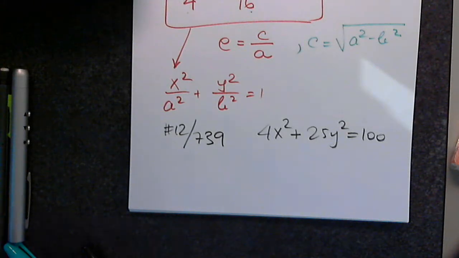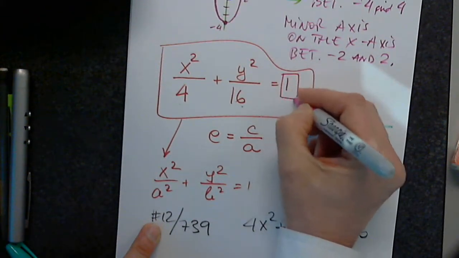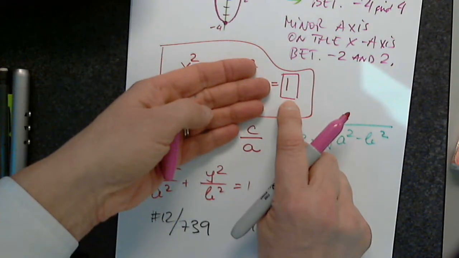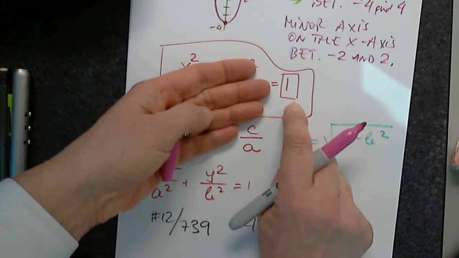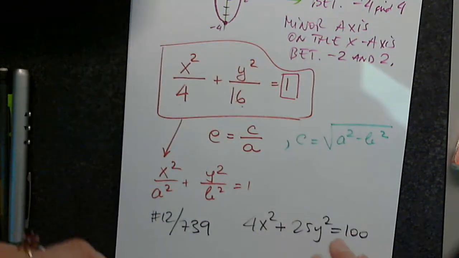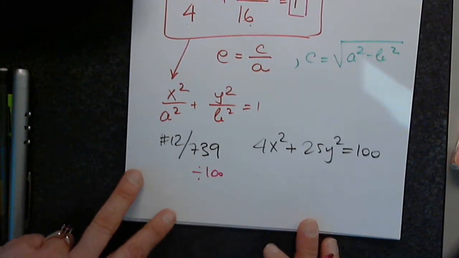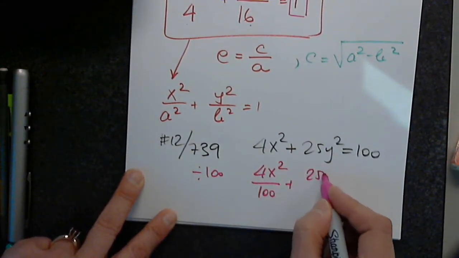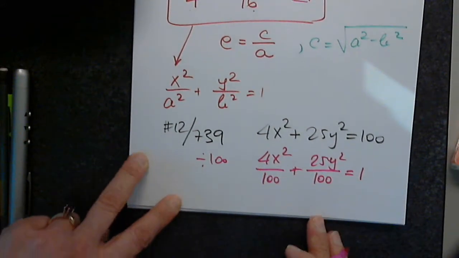What do I have to do first? Exactly. This is the key. If I don't have 1 here, nothing matters. So if I can form the 1 here, then there is an ellipse. So absolutely the first step, I have to divide both sides by 100. So 4x squared divided by 100 plus 25y squared divided by 100 equals 1.